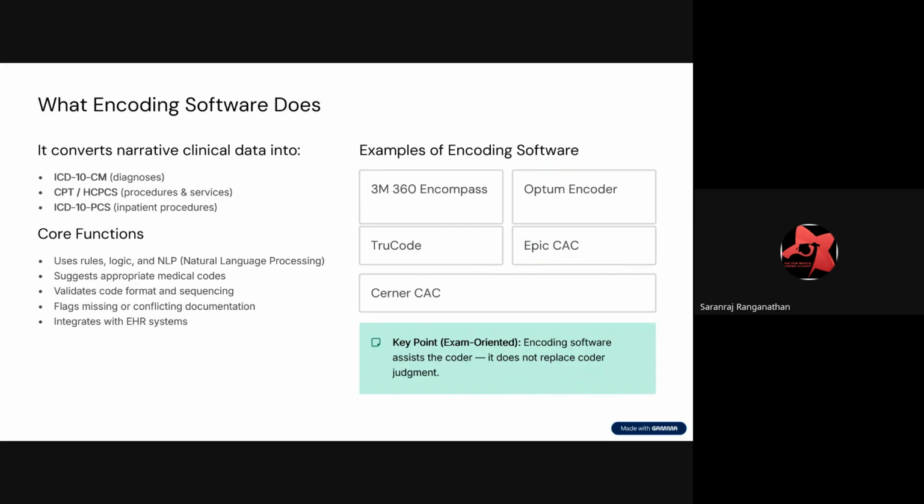Okay, this NLP, natural language processing, I will tell you what it basically does. The next core function is suggestion. It suggests the appropriate medical codes. So it will tell you which code should be used and which code cannot be used. That kind of information it gives you through the software, which is already fed. Then it validates the code format and the sequencing, as we have seen. Then it flags missing and conflicting documentation and integrates with the electronic health record system. This is what it basically does.